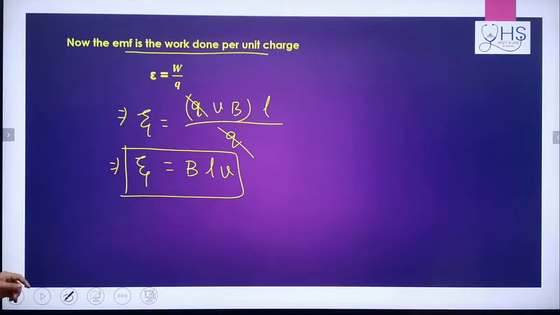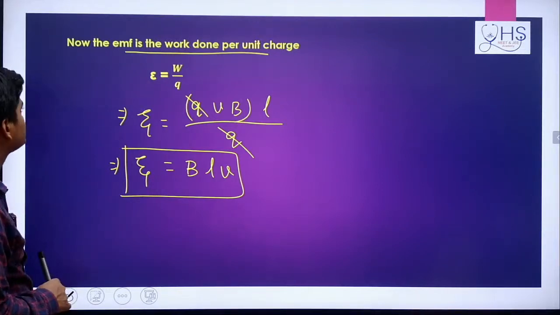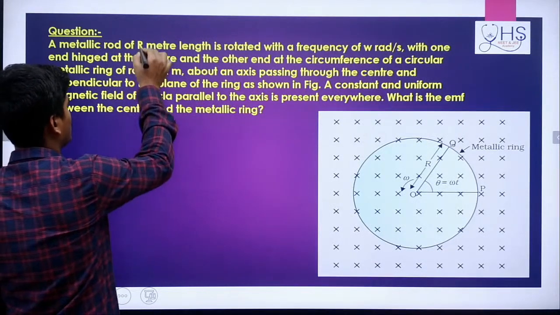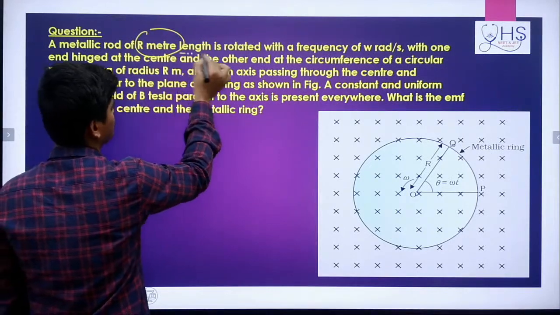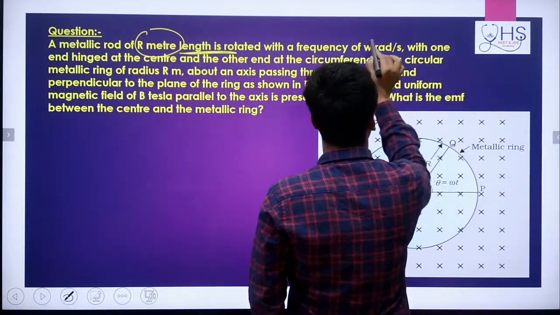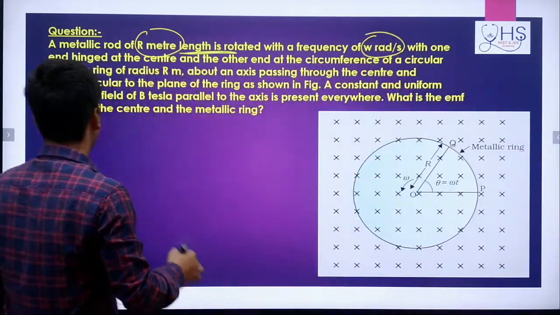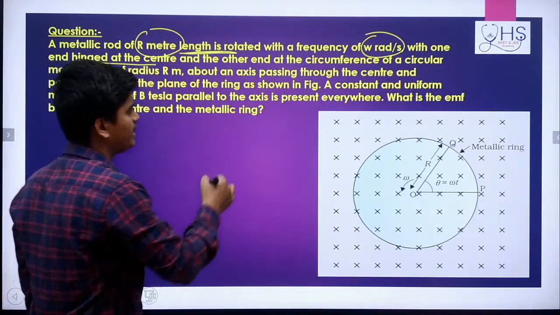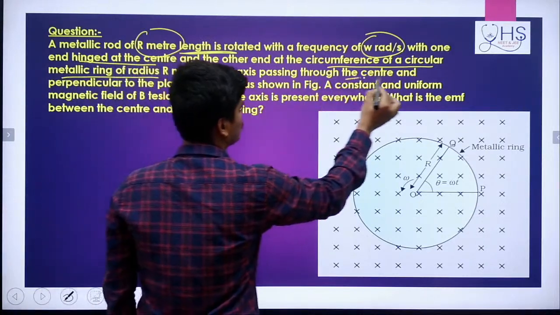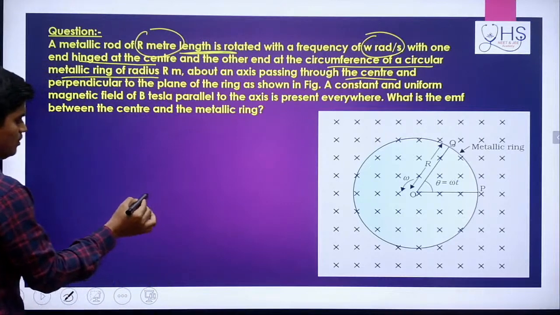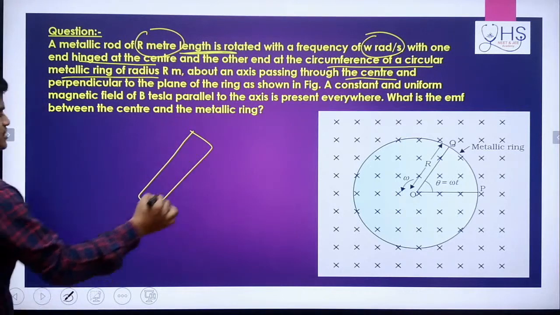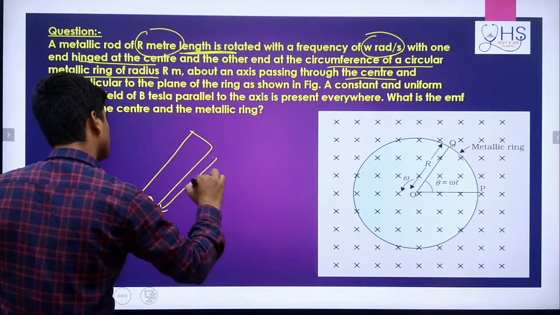So now the next thing. This is an extra thing, keep it in mind. Now the question. Here they are telling a metallic rod of radius R meter, or length R meter, with one end hinged at the center and the other end at the circumference of a circular metallic ring, about an axis passing through the center. So one rod is attached here like this, and this radius or length is R.